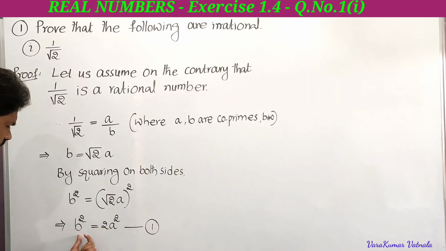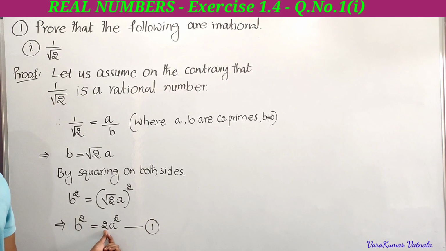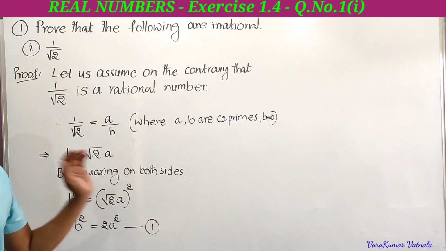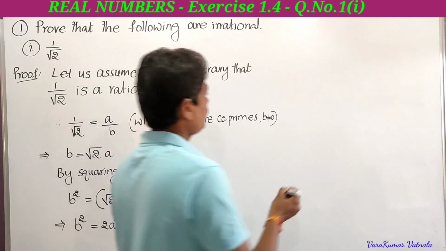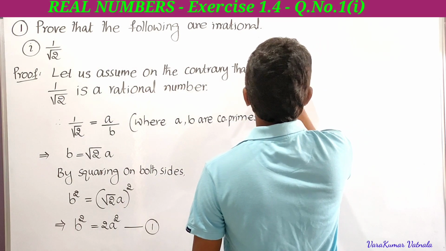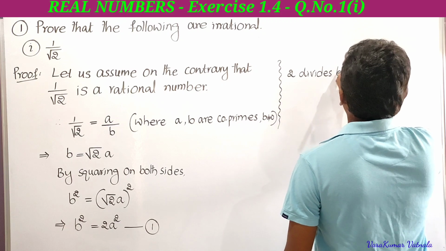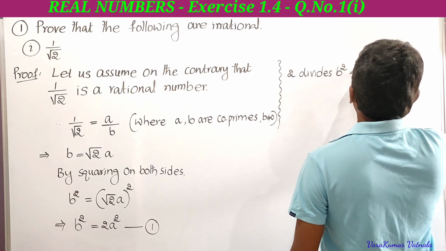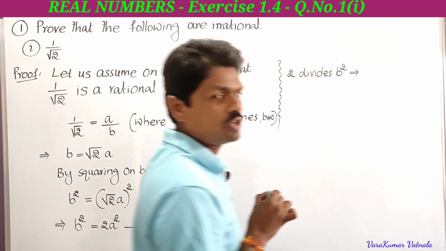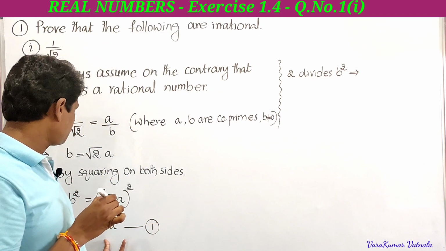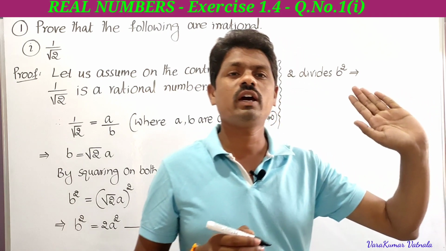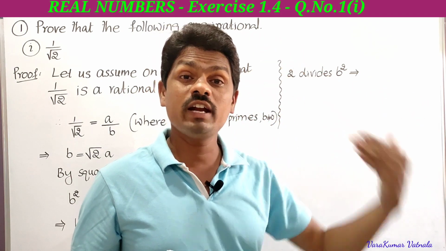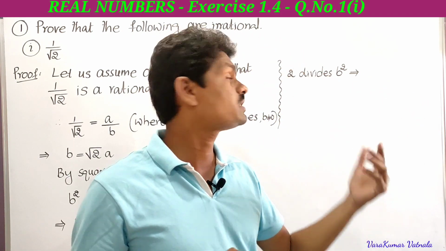Here b square is a multiple of 2, so we can write 2 divides b square. Since it is a multiple, it is a factor. If 2 divides b square, we can say 2 divides b also. We have one proven statement.